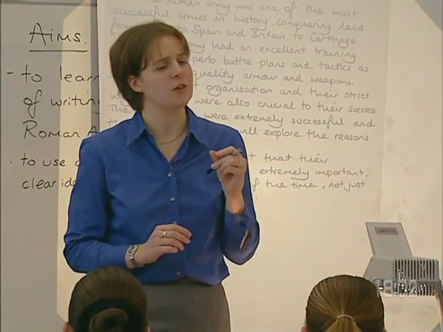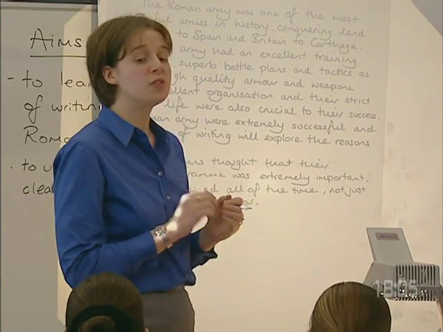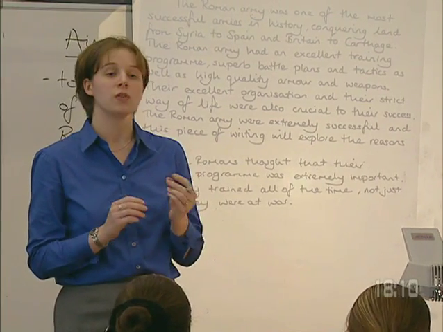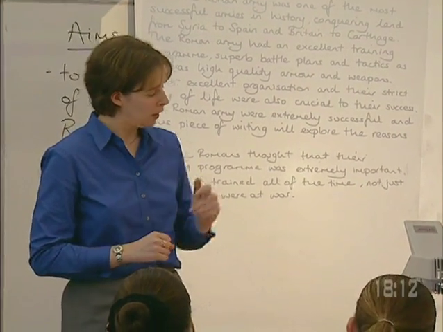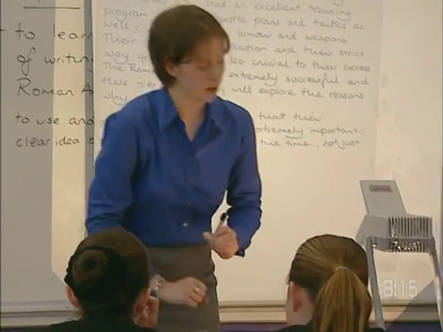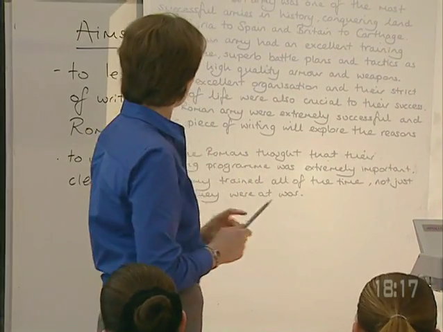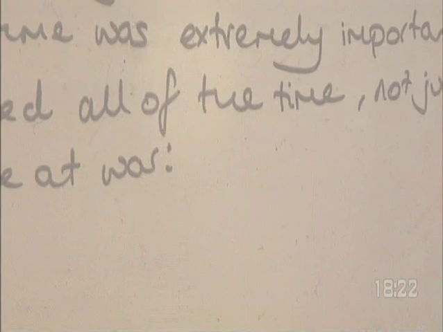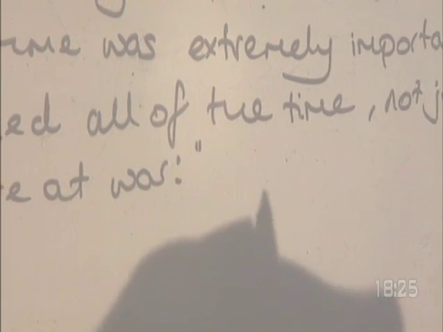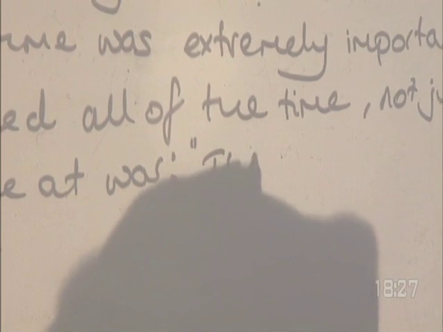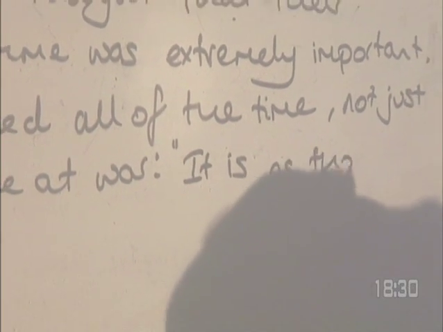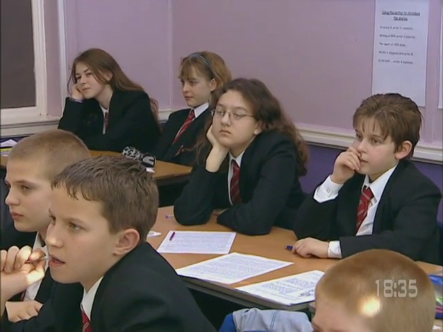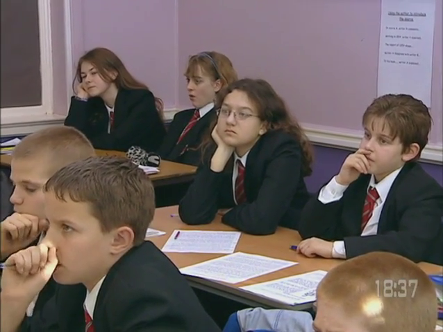I need another piece of evidence. And I think I'm going to use a quotation here, a quotation from a Roman soldier about the Romans and their training. Now, this quotation is one that we've got on our planning sheets. Now, before I write my quotation, I need to put a colon, like so. And I'm going to choose the quotation. It is as though they are born with weapons in their hands.